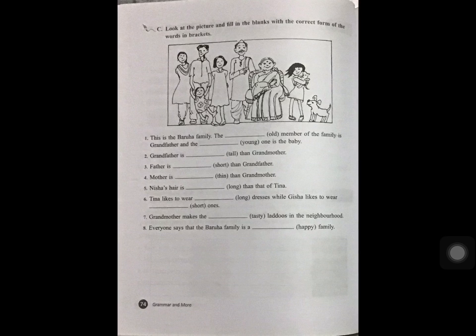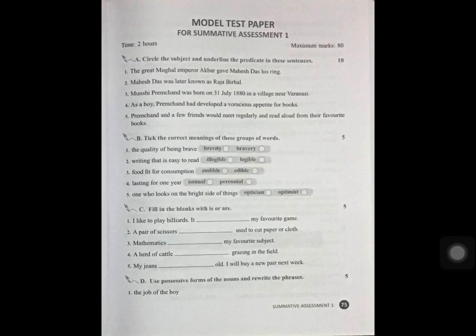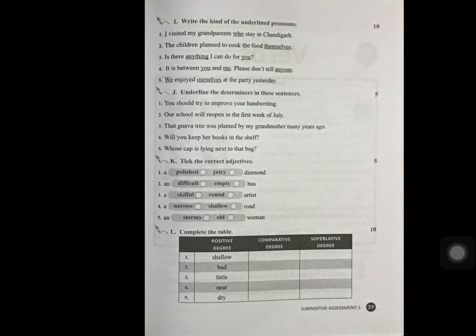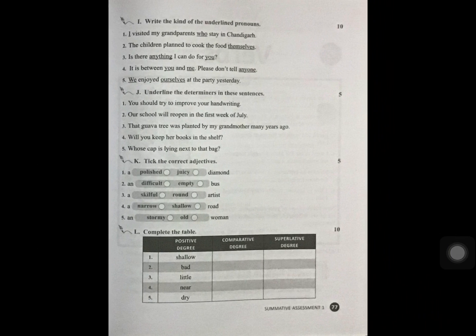Complete the assigned work, children. That helps you to improve well in your language. Then you can answer this question paper also, given in your Grammar and More. What did we discuss until now in pronouns, adjectives? Questions related to those only were given here. Once you go through slowly, then you will get an idea.